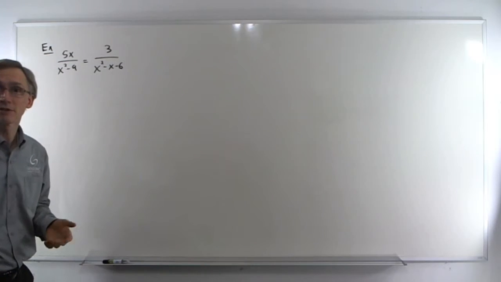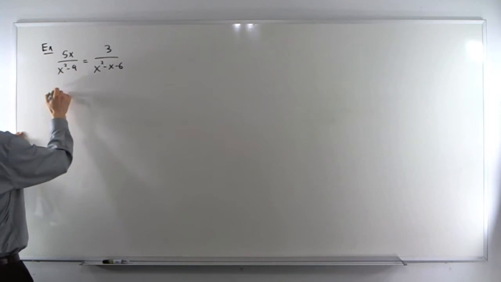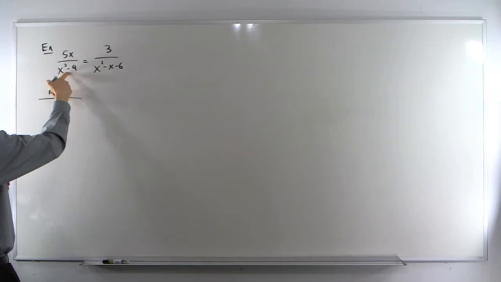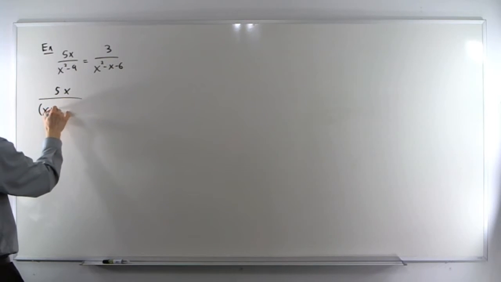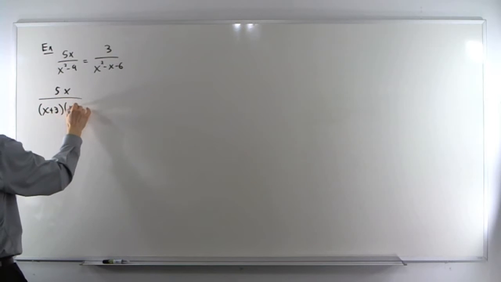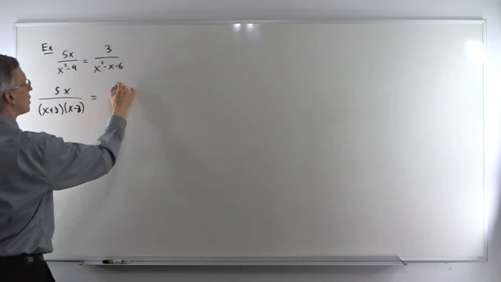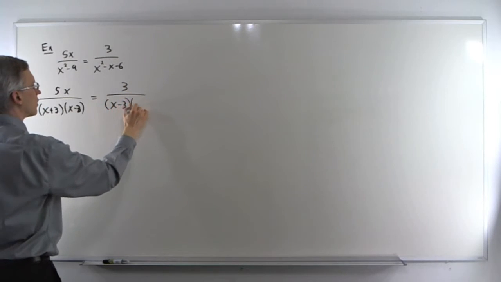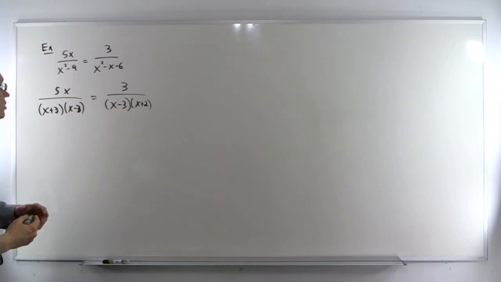For the next example, some factoring is going to be required, so make sure you do show the factoring. So we have a difference of squares here, so that factors into x plus 3, x minus 3. And this one factors into x minus 3, x plus 2.